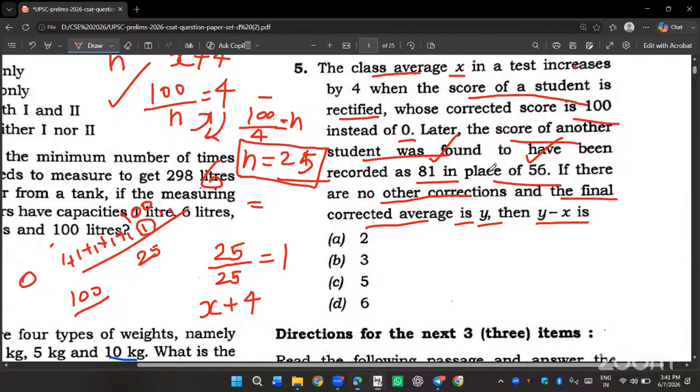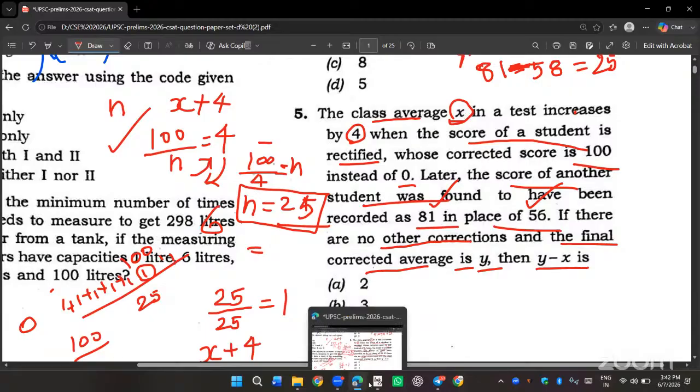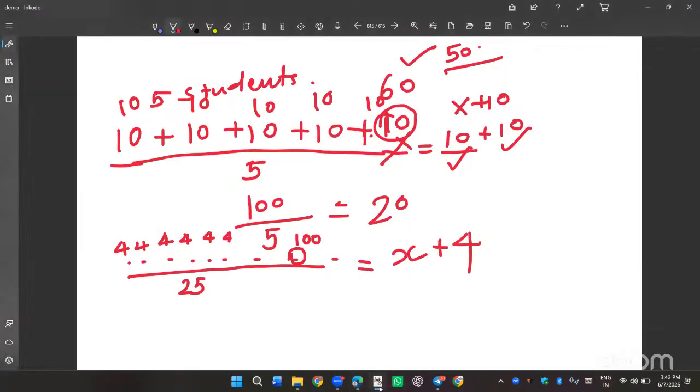That is mentioned here. When we rectify a student's score, 0 was given, but I increased it to 100. If I increase that, then average X will increase by how many marks? 4. That's all. Later, what happened? You have to understand this. Very important. Once you understand, it is easy.